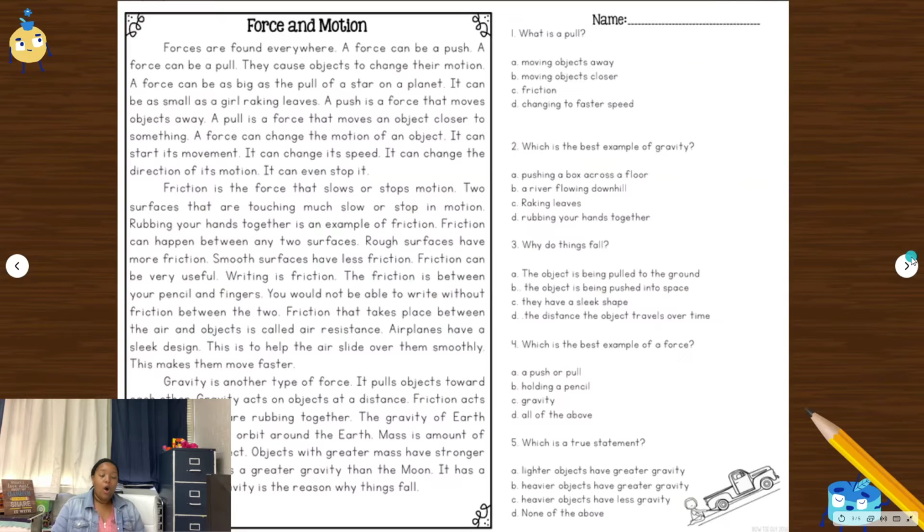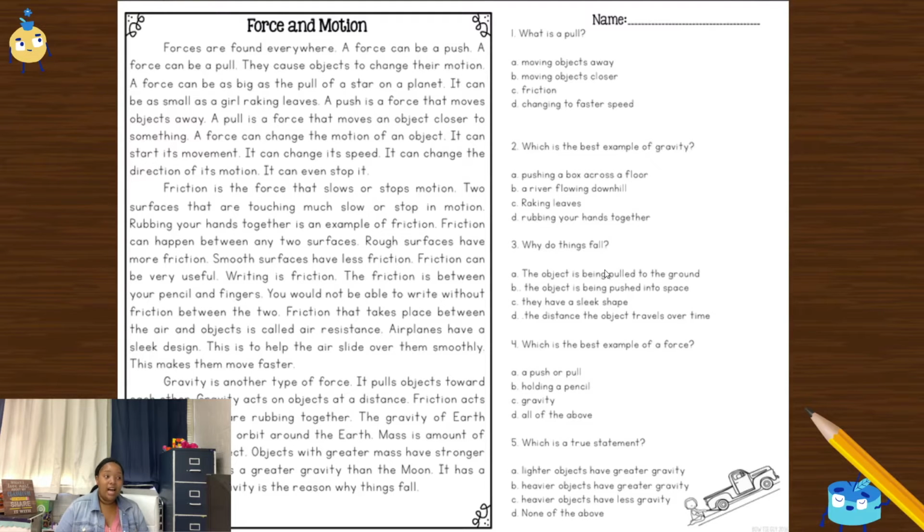So we're going to read a short passage and talk about a few questions just to kind of check our understanding on these key concepts that we've just looked at. So read along with me. Force and motion. Forces are found everywhere. A force can be a push, a force can be a pull. We just learned about that in our vocabulary.